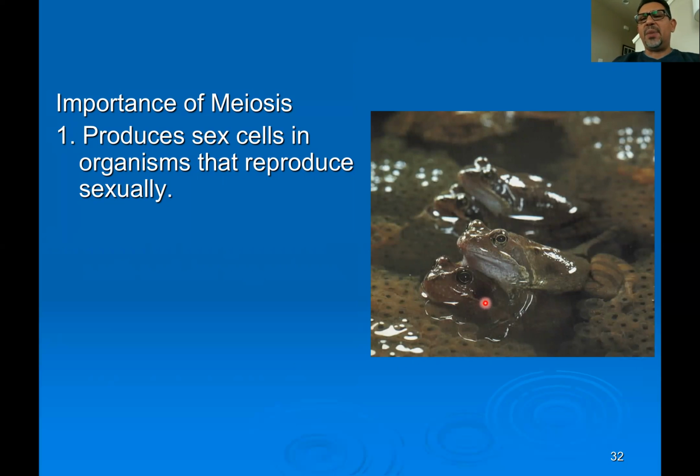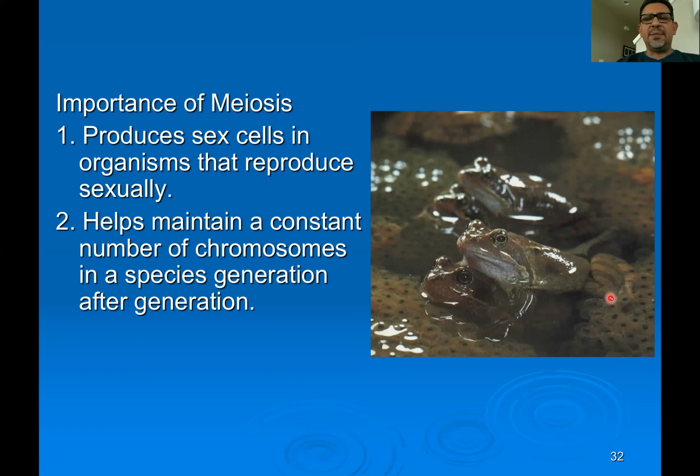But it's nothing compared to the number of sex cells made by the males, which are usually smaller. And so in their mating, there's usually going to be the joining of the two of them. There is no copulation taking place here. Simply, the eggs are being fertilized outside of the bodies of these organisms. So meiosis is the type of division responsible for the making of sex cells. Additionally, meiosis contributes to maintaining a constant number of chromosomes in a species generation after generation.